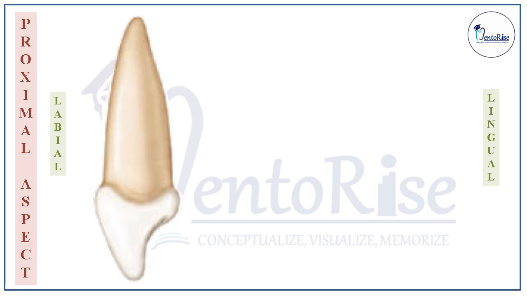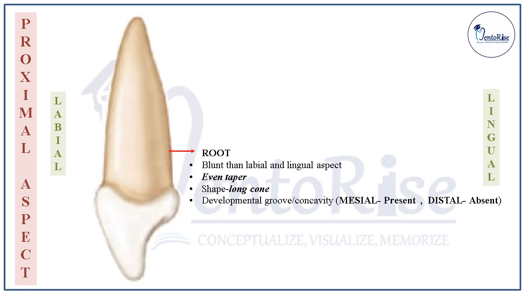If we talk about the root from the proximal aspects, then the root is blunt compared to the labial and the lingual aspect. It has an even taper. The shape is that of a long cone. Developmental groove or concavity is present on the mesial surface of the root. However, it is absent on the distal surface of the root. So this is the second difference between the mesial and the distal aspect of this tooth. The root apex is blunt.